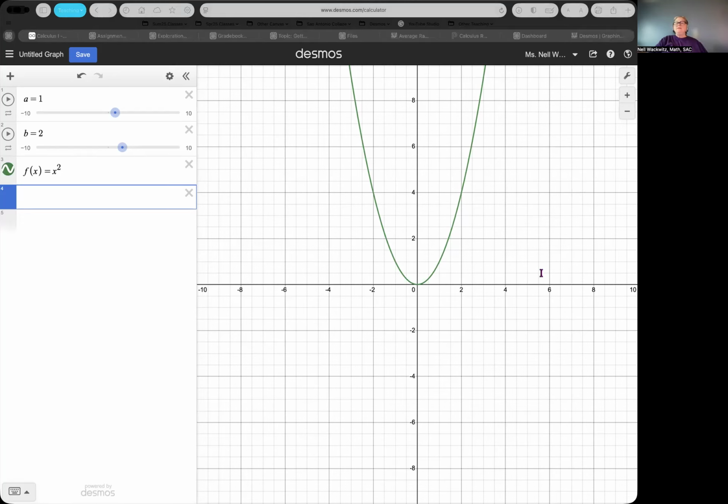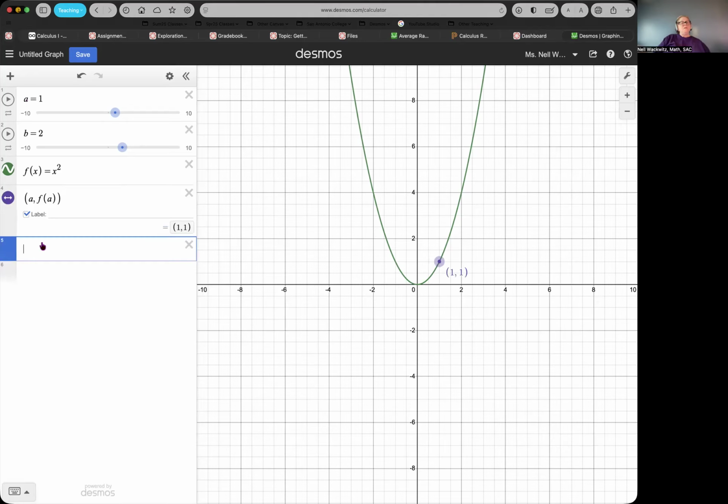All right, the next thing we want to do is define 2 points. These points are going to live on our function because we're going to set it up that way. The first point is a comma f of a. So f is the function we're using, and at this point, a is 1. The next point, so creative, b comma f of b. And I'm tapping in this little box that says label so that I can see my point.